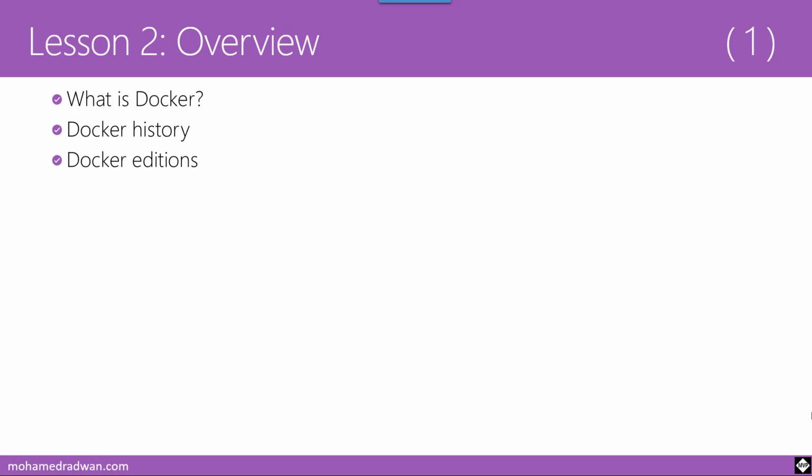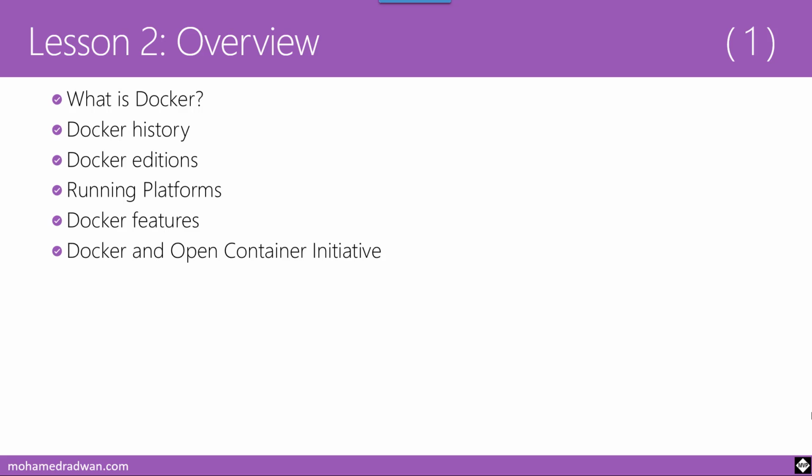Then we will get an overview about Docker editions so we can understand the difference between community edition and enterprise, and even how these editions evolved over time. And then we will understand the running platforms for Docker. So what are the platforms that Docker can run on? After that, we will get an overview about Docker features based on three main categories.